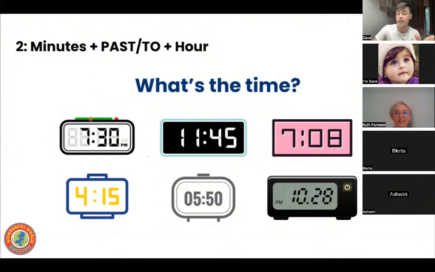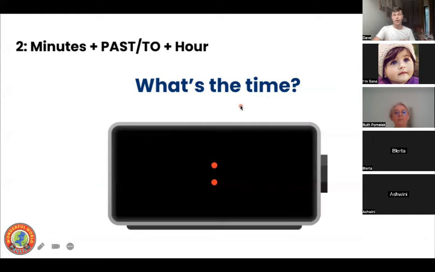So we've got here 7:30 or half past seven or half seven. 11:45 or quarter to 12. We would say 7:08. Sometimes we just round up to 7:10. We don't always say the exact minute. Maybe we'll just round up or round down to the nearest 5 or 10. And so here, of course, it's quarter past four. We would say 10 to six. And we've got almost half 10 or 28 past 10. Excellent. Well done there, everyone.